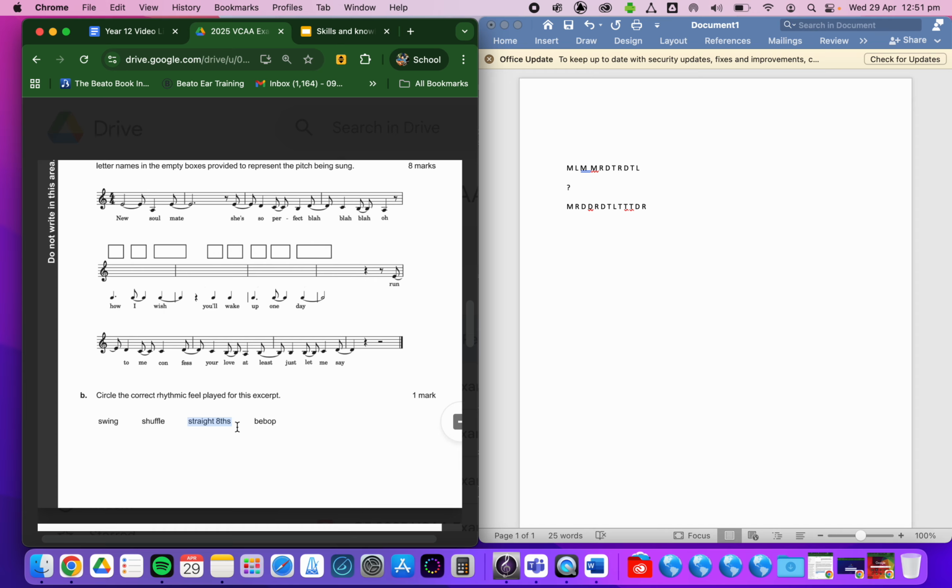A Latin uses straight eighth notes. So all the eighth notes are straight and all the 16th notes are straight. Whereas swing, shuffle and bebop, they are swung, i.e. the eighth notes go da da da da da da da da da da da. Okay, so we need to get familiar and recognize songs that use swing and eighth notes. I will give you more examples in class.